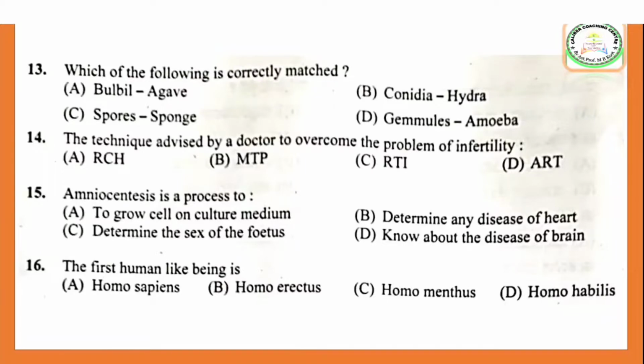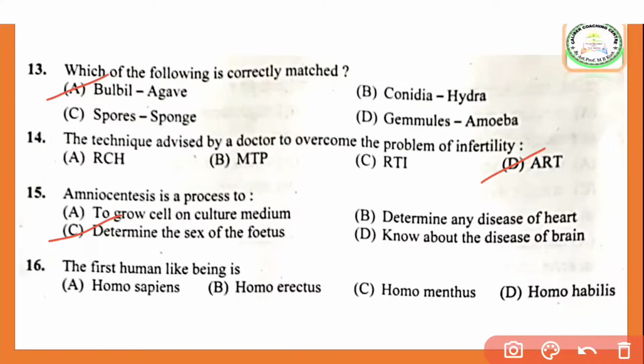Question number 15. Amniocentesis is a process to grow cells on culture medium, determine any disease of heart, determine the sex of fetus, know about disease of brain. The answer for this question is option C, determine the sex of fetus.